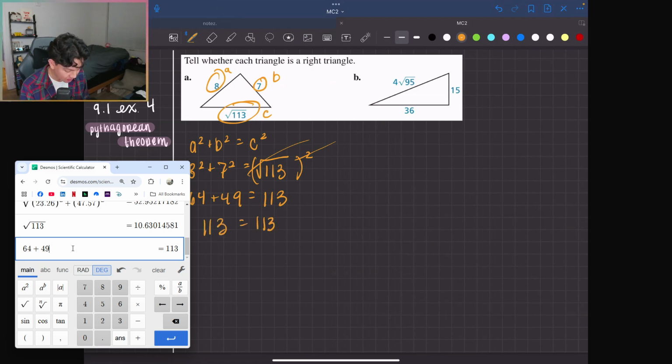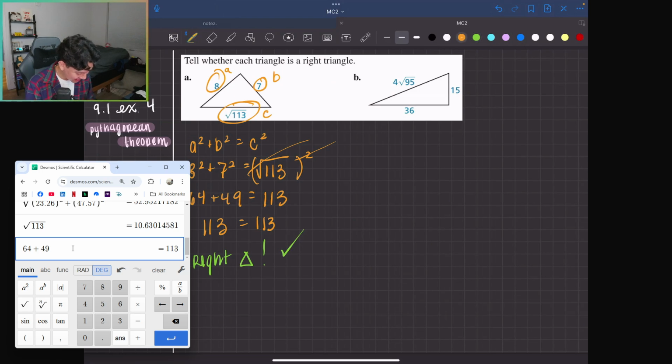So since this statement is true, we have... Oh, that's just a right angle, sorry. I'll just say we have a right triangle. Yay! Okay, that's awesome. Okay, let's go try out B then.